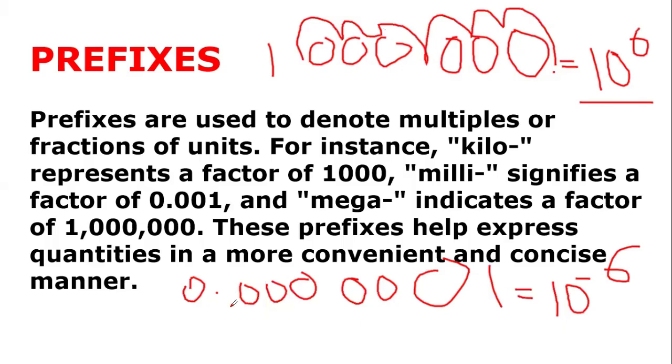And even here, when I move the decimal place 6 times to the right, it means I have a negative. If I move it to the left, it means I have a positive. So here I can move it 1, 2, 3, 4, 5, and then 6, and that will be 10 to the power minus 6. So these prefixes are just used to denote very big numbers or very small numbers.